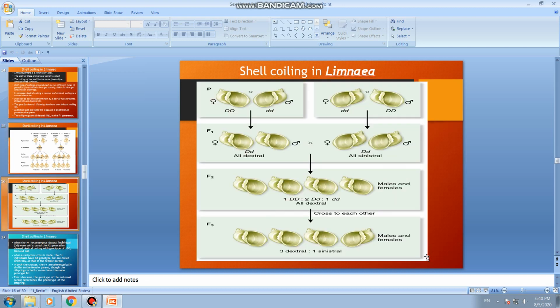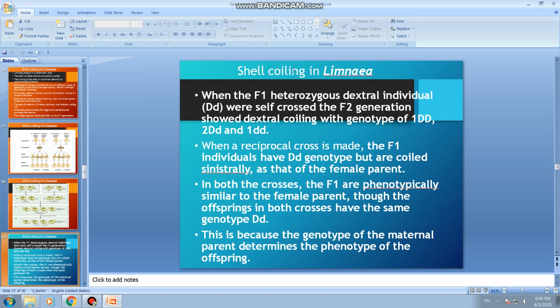We will discuss in detail, and this is also an illustration to show shell coiling in Limnaea. When the F1 heterozygous dextral individuals, Dd, were self-crossed, the F2 generation showed all dextral coiling with the genotype of 1 capital D capital D, 2 capital D small d, and 1 small d small d. But in the reciprocal cross, the F1 individuals have the Dd genotype, capital D small d, but are coiled sinistrally like the female parent. In both the first and the reciprocal cross, the F1 are phenotypically similar to the female parent.